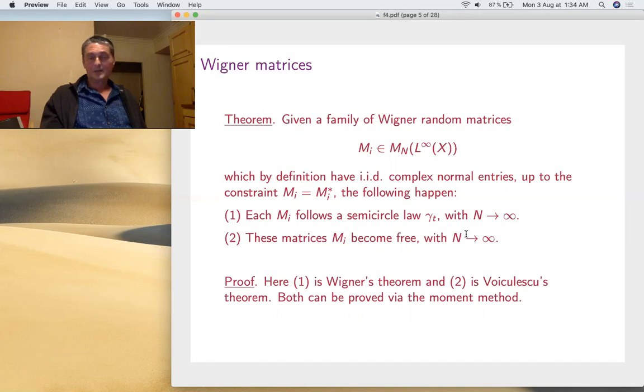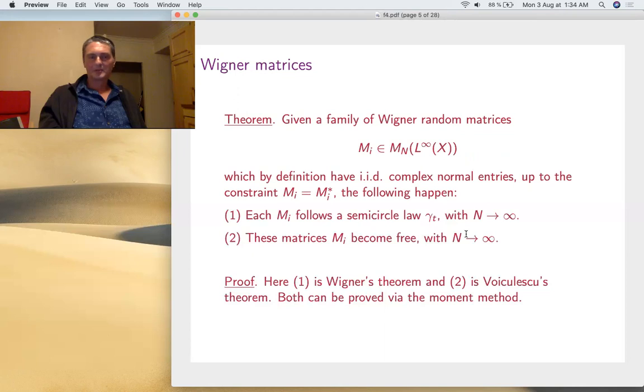And Voiculescu's theorem now says that these matrices become free, also asymptotically, when N goes to infinity. So this is very beautiful. Actually, Voiculescu's theorem came a long time after the Wigner theorem, and clearly these things go together. That's the theorem of Wigner matrices: one due to Wigner, two due to Voiculescu.